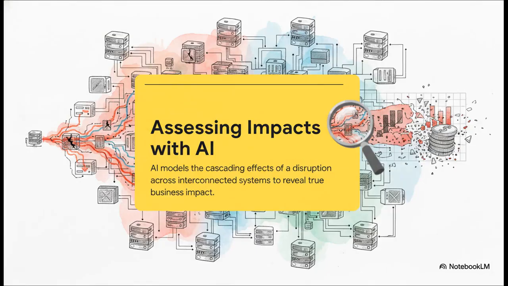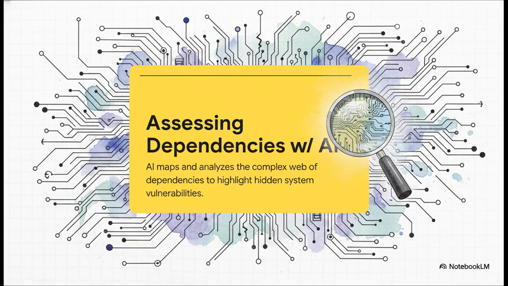Next, what's the real business impact? See, in today's world, one tiny failure can set off a chain reaction and cause a massive outage. AI can actually model those ripple effects. It can show you exactly how that one non-critical server failing could actually bring your main revenue-generating service completely to its knees.